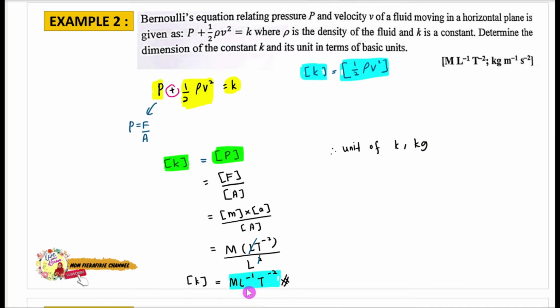L negative 1, the unit is meter, so it will become per meter. And T to the power of negative 2, this is time. The basic unit of time is seconds, so seconds to the negative 2. So we write it here. Alright, so we finish example number 2.